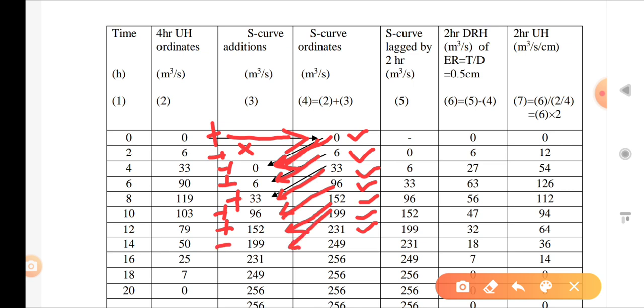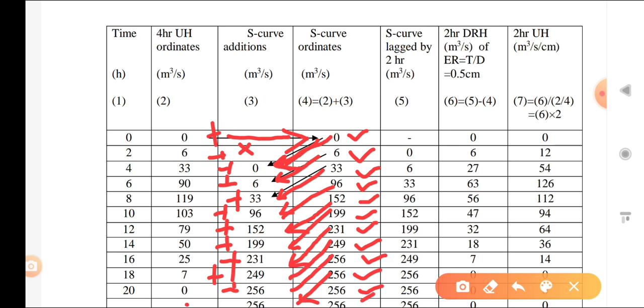Then 199 goes below again. So what is the next? 50 plus 199 is 249. Then 231 goes below. So what is the next? 25 plus 231 is 256. Then 249 goes below. What is next? 7 plus 249 is 256. Then 256 goes below, that is 0 plus 256, it is 256, and that 256 goes below. Here nothing is there, so it is 256.